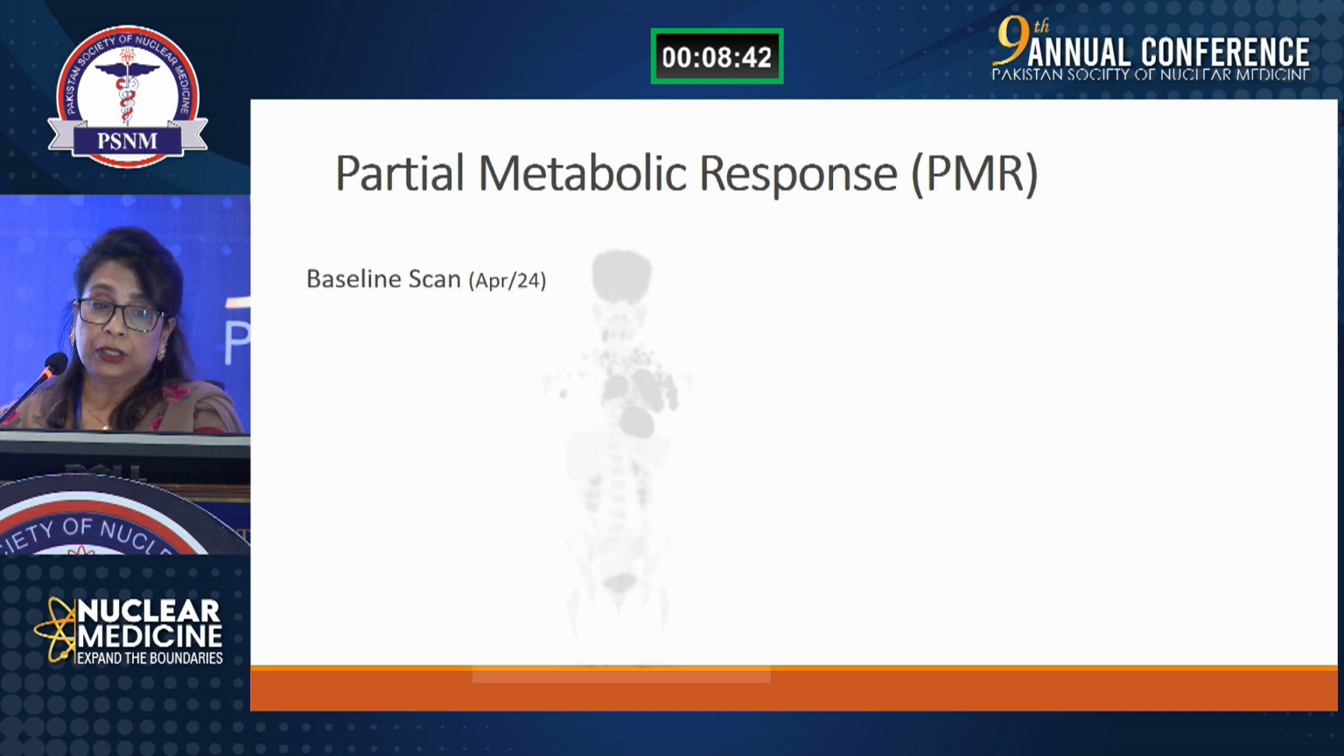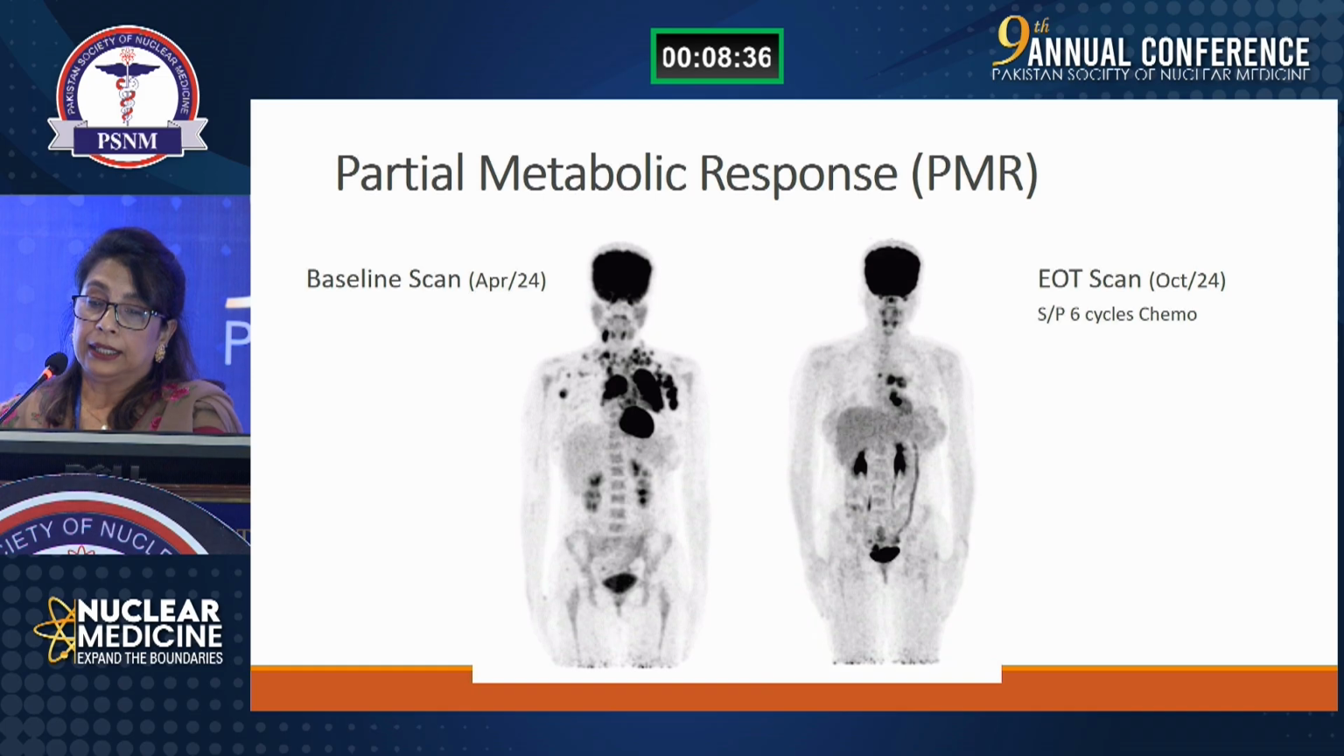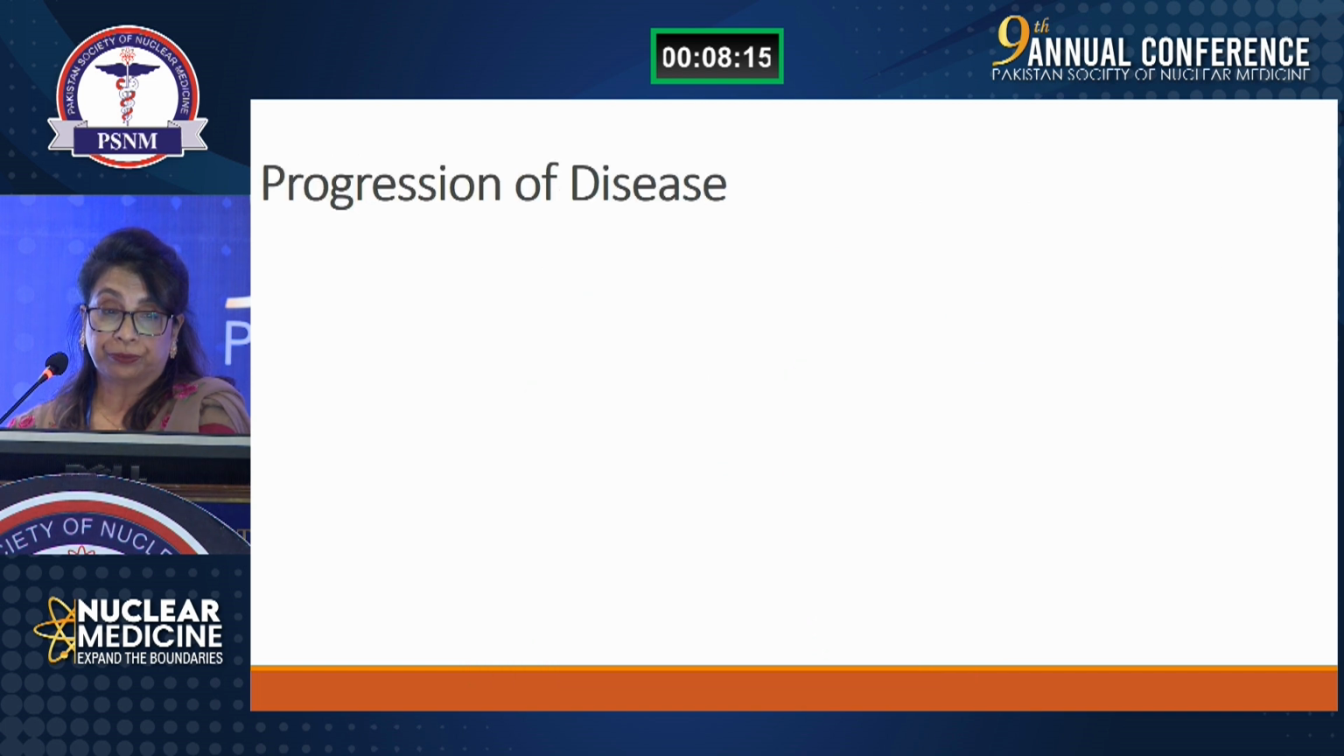Partial metabolic response. Here we have a baseline scan where we see a large tumor load. And then later, after 6 cycles, we see a significant reduction, but still some tumor tissue that is still there, and hence at this point, a change in chemotherapy perhaps, or a change of regimen altogether should be taken into consideration.